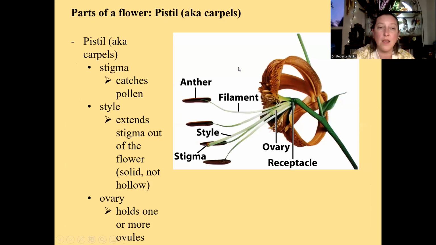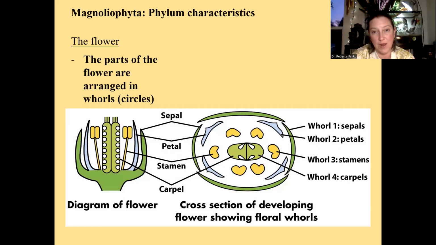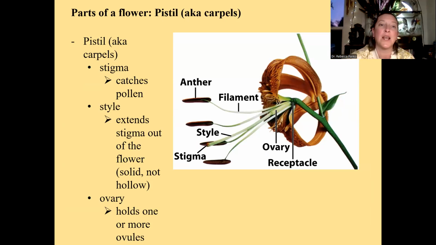Okay. This is kind of better because you can see it. This is an actual flower as opposed to a drawing. Let's talk about what the different parts do. Here, I'll use red, this is the pistil, aka carpels. That's the female part. The parts of that are the stigma, the style, and the ovary.